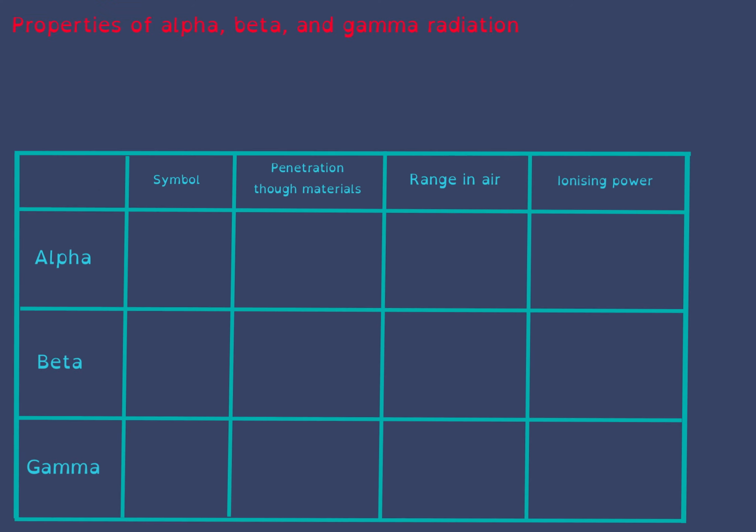For your exams, you need to know about the properties of alpha, beta and gamma radiation. You need to know their symbols, their penetration through materials, their range in air, and their ionising power.